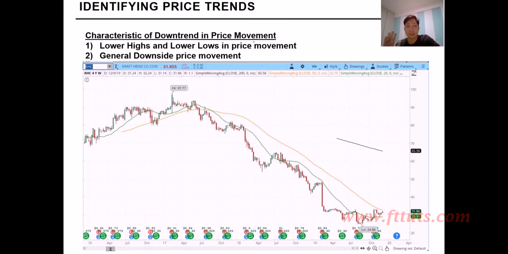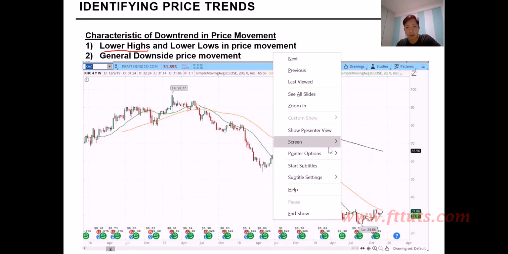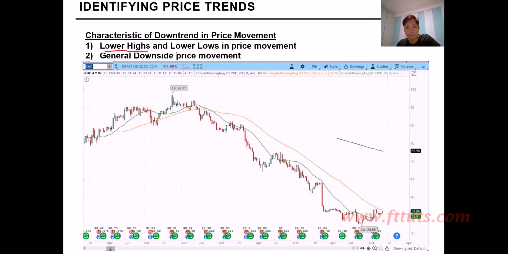And our definition for downtrend price movement is that we're going to see lower highs and lower lows in price movement. Same thing, general downside price movement. So obviously this is the uptrend, right? Then it turns into a downtrend. Generally, if you see that price is trending down, you would be able to tell.